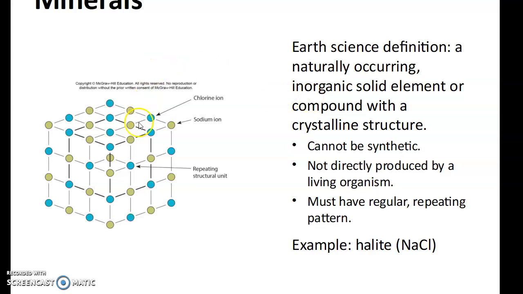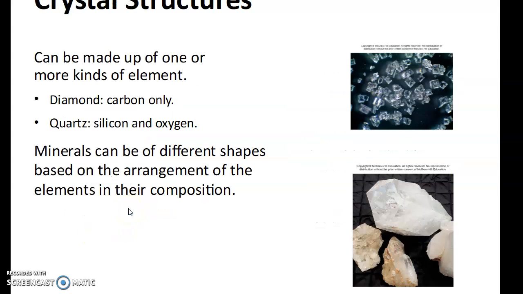And the example that they have here is one of the nicest and easiest ones because of the fairly similar size between sodium and chlorine here. It can be made up of one or more kinds of elements. That's right. If you have just diamond or a lump of coal, you only have carbon. Quartz has both silicon and oxygen, right? And so the little grains of sand on the beach are like quartz. Minerals can be arranged in different shapes based upon the arrangement of the elements in their composition.